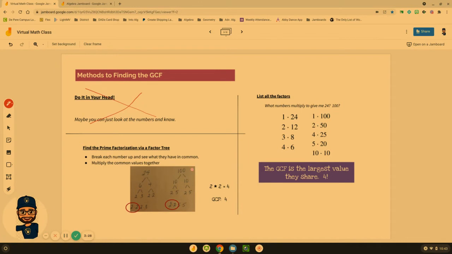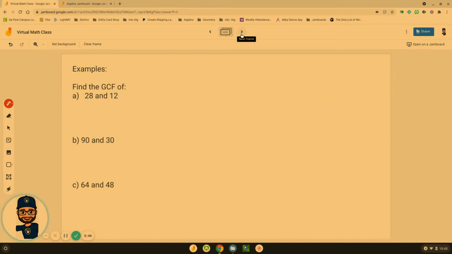Or you can use what's called a prime factorization or factor tree. Breaking down those numbers into their smallest prime numbers and then multiplying, figuring out what do they have in common at the end, 2 times 2. And this one's going to be a little bit more helpful when we get to the variable part. But we'll talk about that a little bit more specifically. So I want you to try, just try these 3. Pause the video right here and see if you can't find the greatest common factor for these 3.